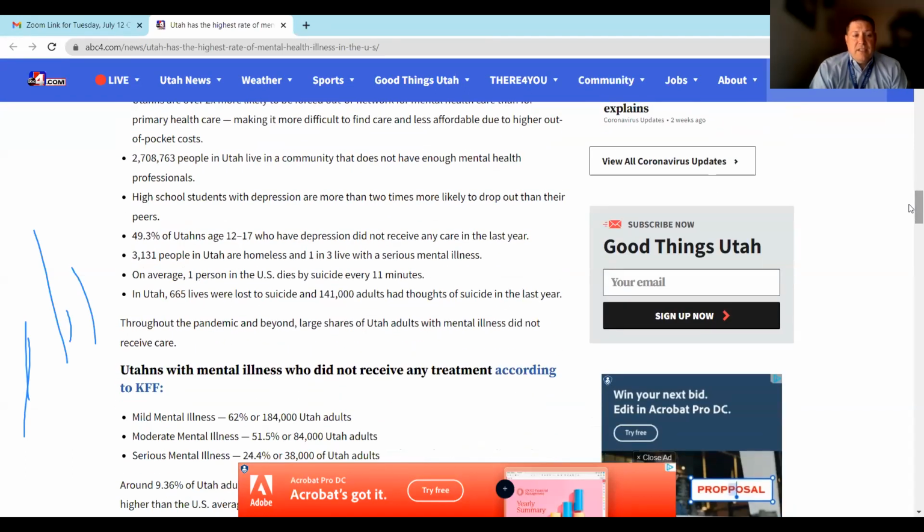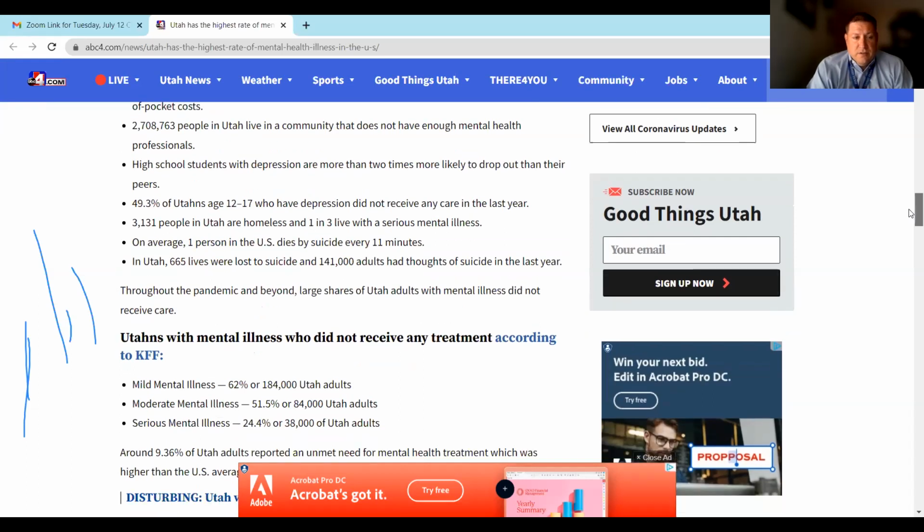It did mention in here that in Utah, 665 lives were lost by suicide in the year 2021, and 141,000 adults had thoughts of suicide last year. That's an area where I know the summit is coming up for suicide prevention this coming Friday. I've never personally been, but I hear it's a great place to get educational resources.